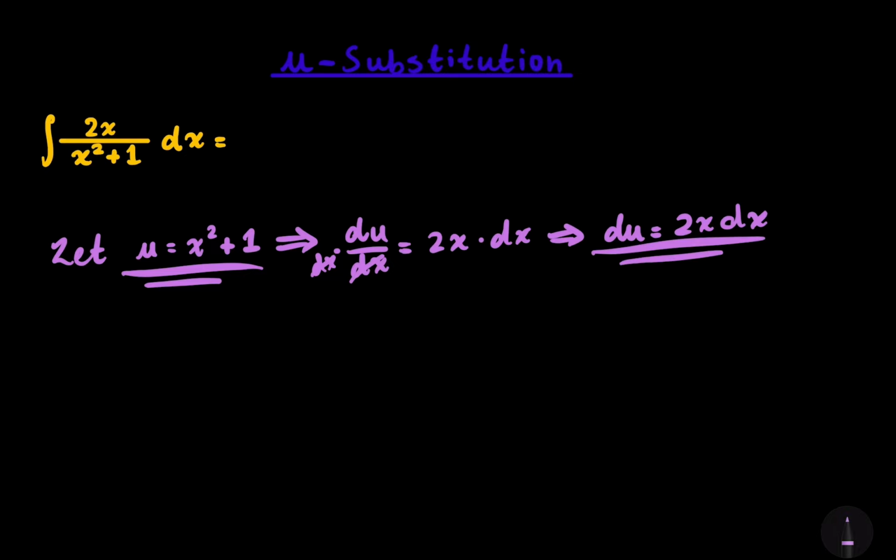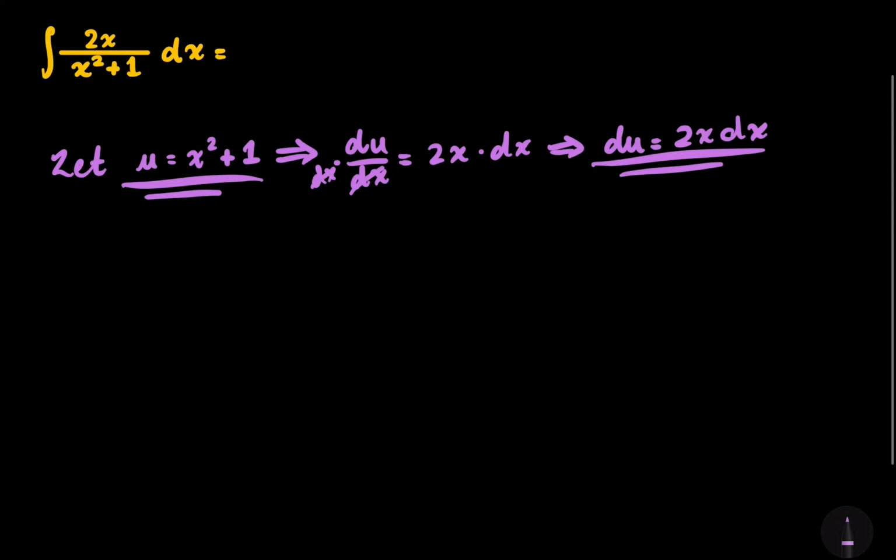And so now let's look at our original integral. Let me rewrite this down over here. So we had the integral of 2x over x squared plus 1 dx. Well, you might notice something. What is x squared plus 1?